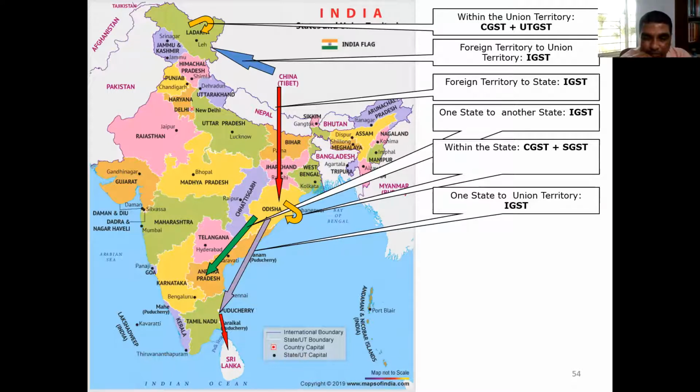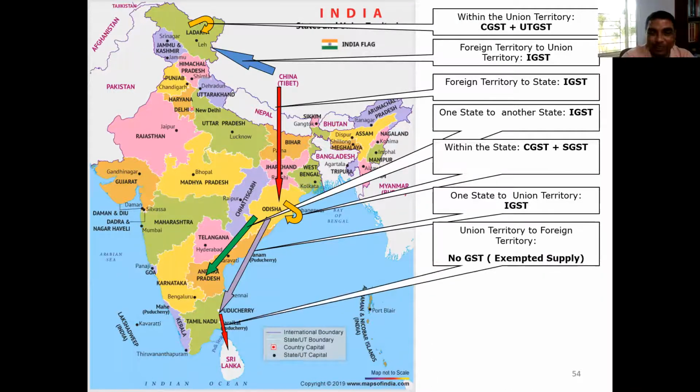Sir, IGST plus UTGST. So the answer coming is IGST plus UTGST. Who can tell me, is it the right answer? So only IGST. Okay. You see, this is not an import. This is an export. And there is no GST on export.